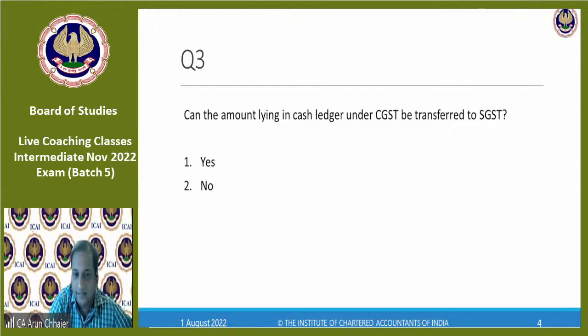Answer is yes, because cash can be transferred from any major head or any minor head to any other major head or any other minor head. No problem at all. Cash, there is no problem. Answer is yes, it can be transferred.